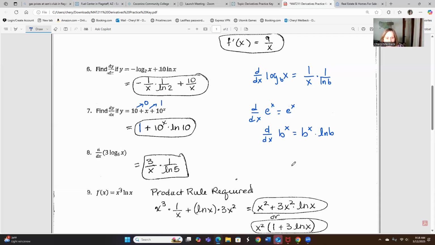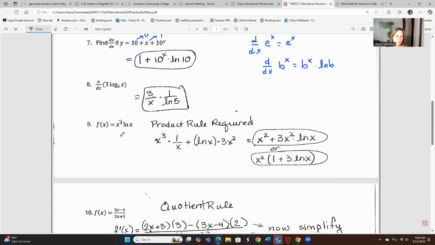Looking at number 8, we have 3 times the log base 5 of x. So this would become, I kind of left out a step here, 3 would be multiplied by the derivative of log base 5 of x, which would be 1 over x times 1 over the natural log of 5, and I just multiplied the 3 and put it on top of the x.